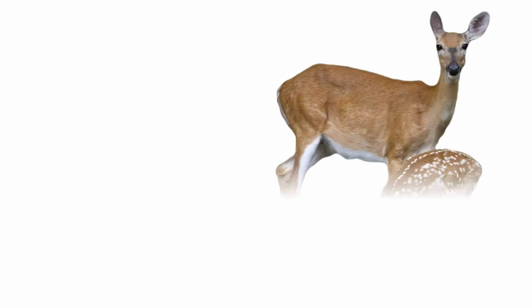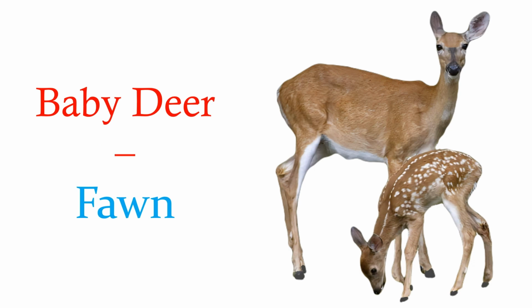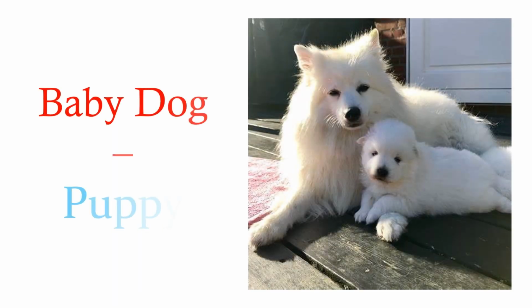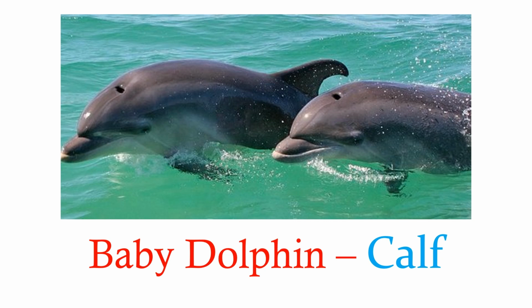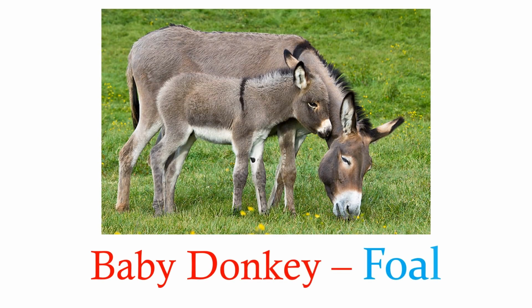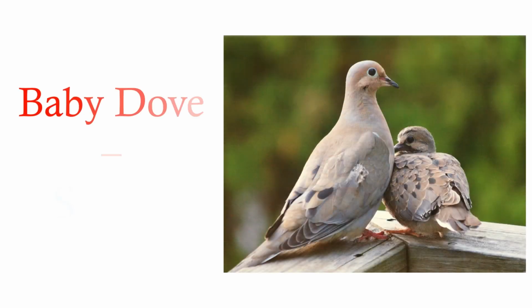Baby deer is fawn. Baby dog is puppy. Baby dolphin is calf. Baby donkey is foal. Baby dove is squab.